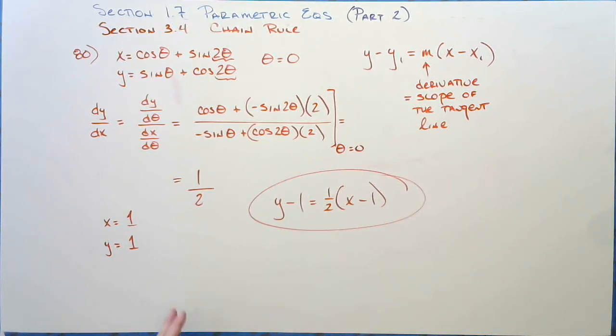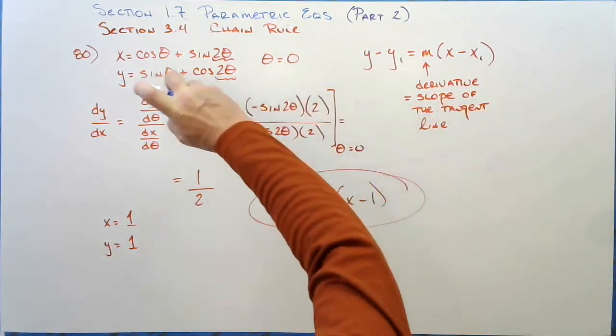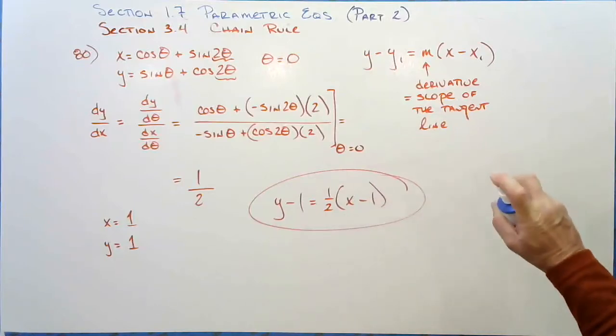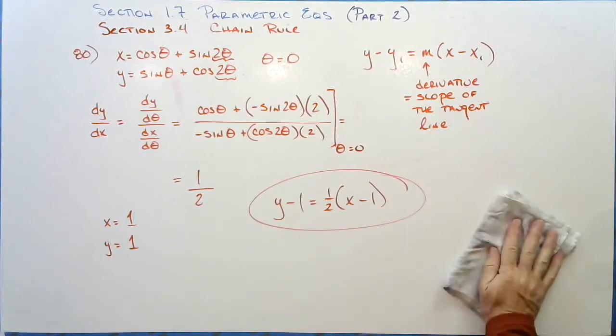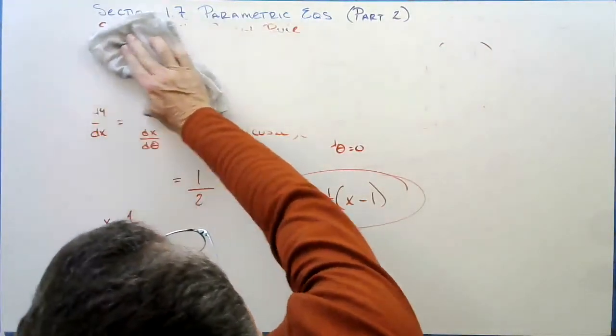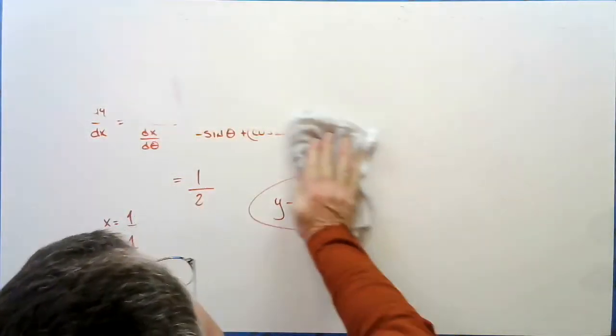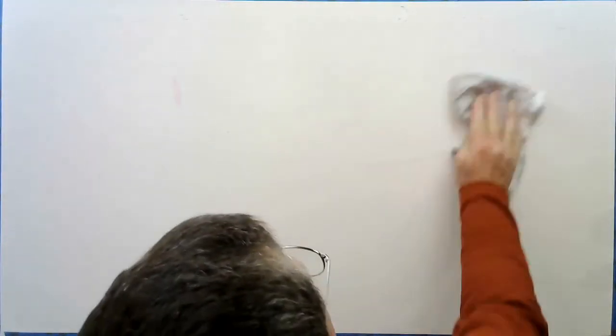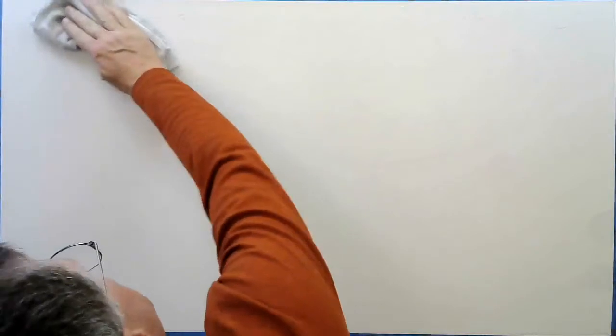Question 82 is a little different than question 80. So I know I said I would do question 80, but I'll get you started on question 82 as well. Let me erase this. So in question 82, it says, find the points on the curve where the tangent is horizontal or vertical.